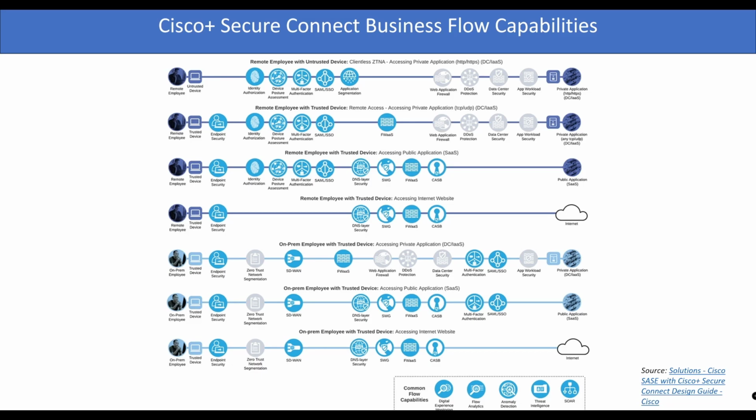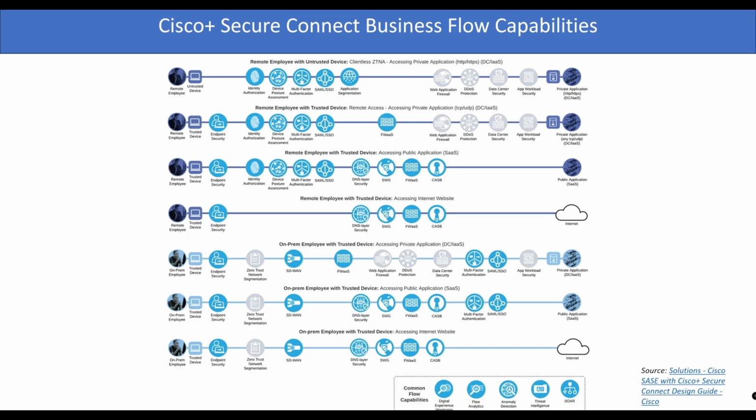With the on-prem trusted device accessing SaaS-based applications, we can see that we reintroduce that DNS layer security and the SWG, the firewall as a service, and the CASB. And we also add on that ability to incorporate that multi-factor authentication along with the SAML single sign-on.